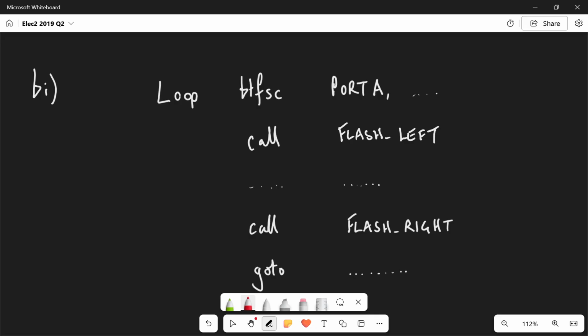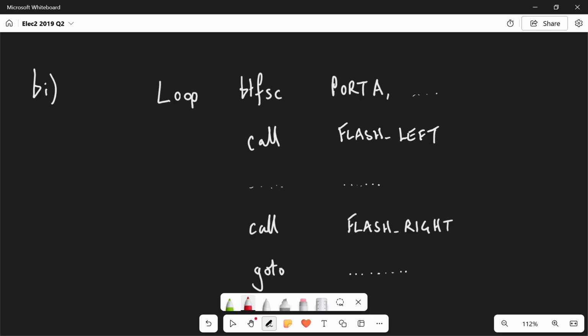If we look at the code in the top 2 lines, we can see that the second line is going to call flash left. That means we're looking at A0. So let's have a look at the very top line. Does that make sense? BTFSC port A. If A0 goes high, would you call flash left? So would the code go to the second line?